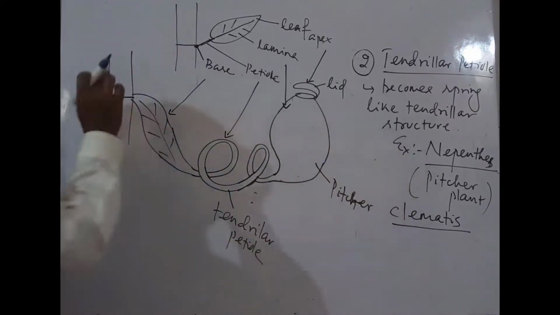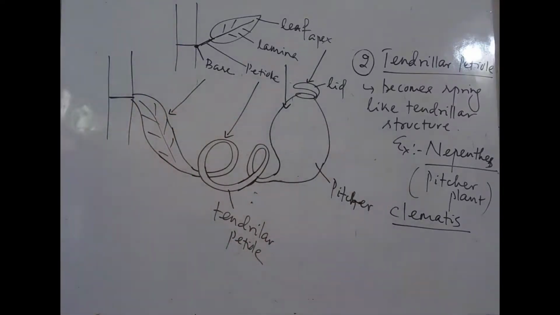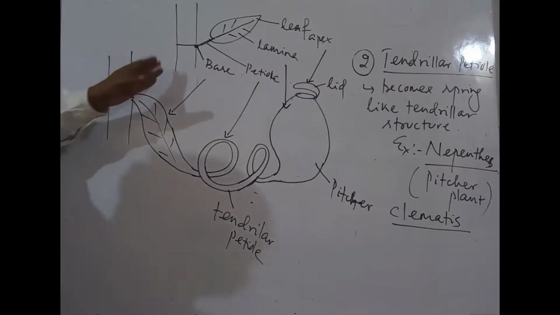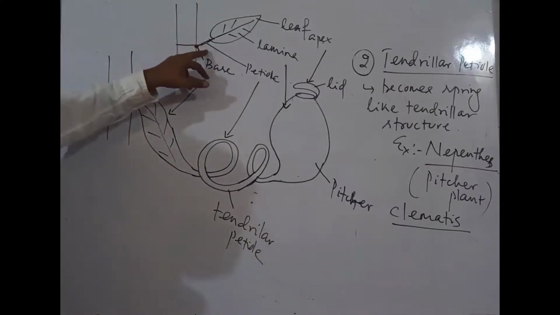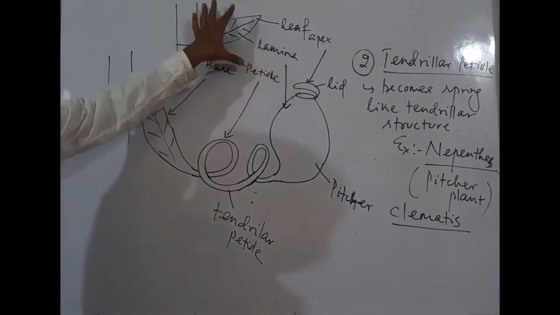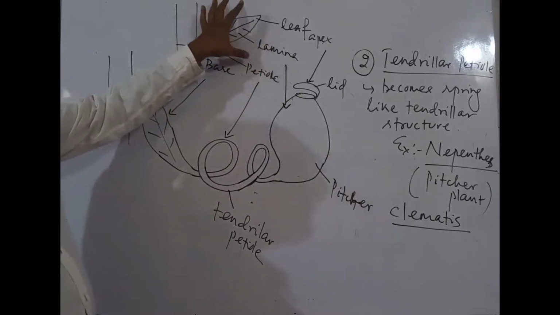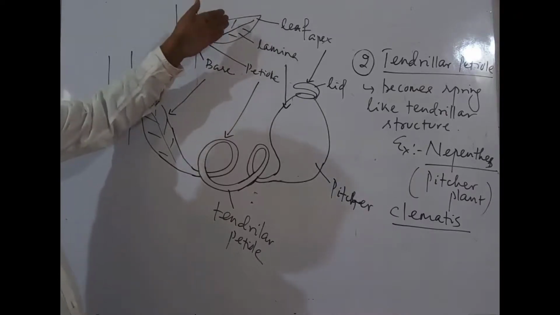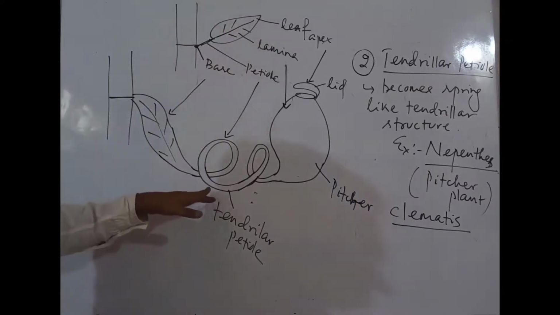And this one is base. So now you can study from this diagram a normal leaf along with base, petiole, lamina, apex. This is the normal structure you can find in any plant. But in pitcher plant, this is modified to this type of structure.